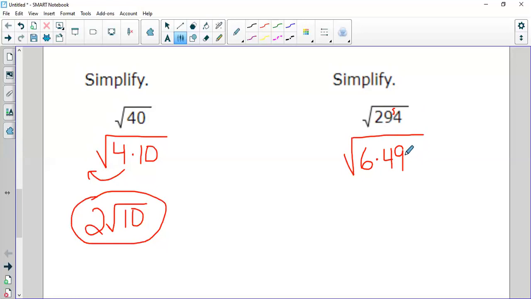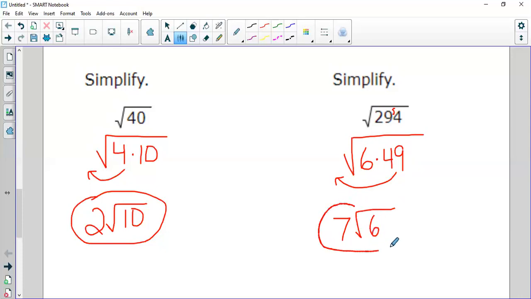You might have to work with that a little bit. Play around with the numbers and see what you can come up with. Because you're probably not going to start dividing this by 49. That's not necessarily going to help you. You're not going to guess that. Maybe you are, but more than likely not. So the 6 is going to remain inside, and this 49 is going to come out. When the 49 comes out, the square root of 49 is 7. And left inside the radical is 6.